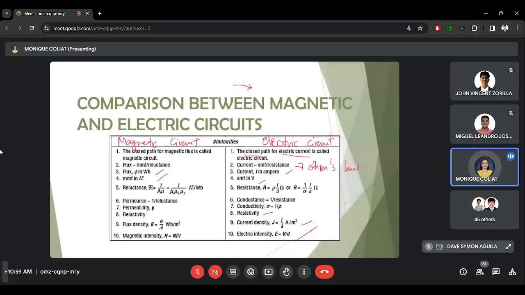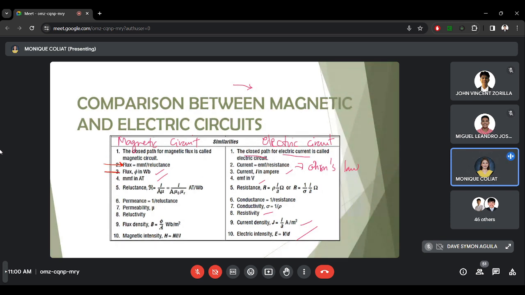Okay, so these are the similarities of the magnetic circuit and the electric circuit. The closed path for magnetic flux is called magnetic circuit, and the closed path for electric current is called electric circuit. Here in AC and DC machines, we're going to use magnetic circuit. Then we have flux. Again, flux is MMF over reluctance, wherein in the electric circuit, we have the current, which is equivalent to EMF or voltage over resistance.